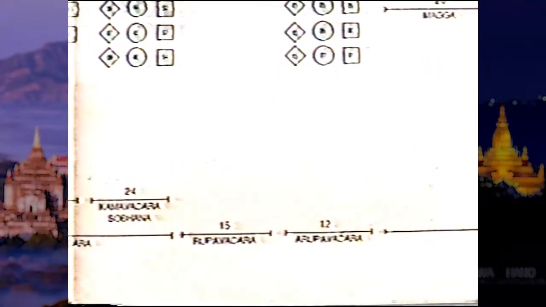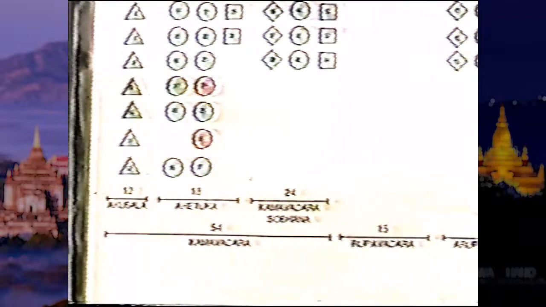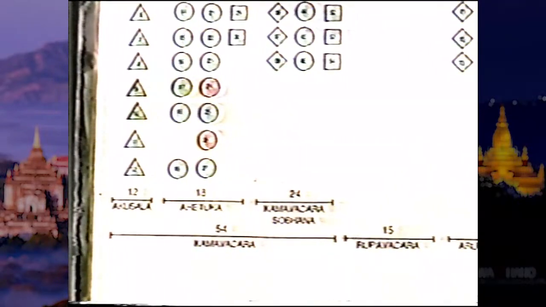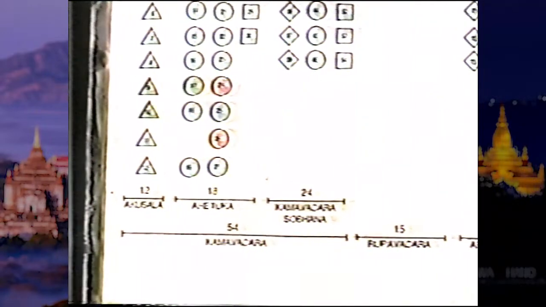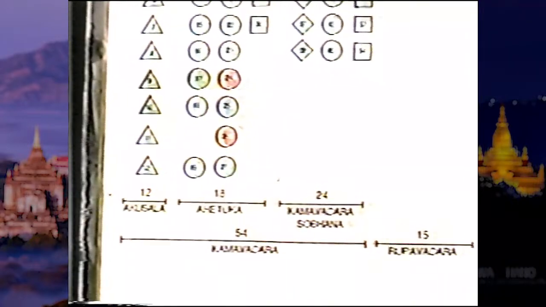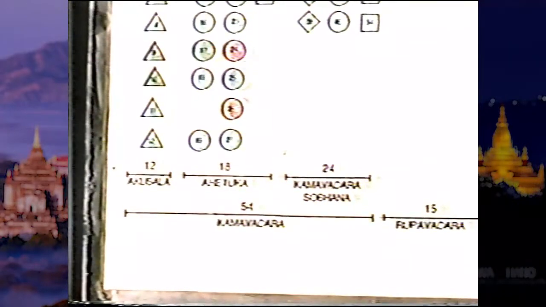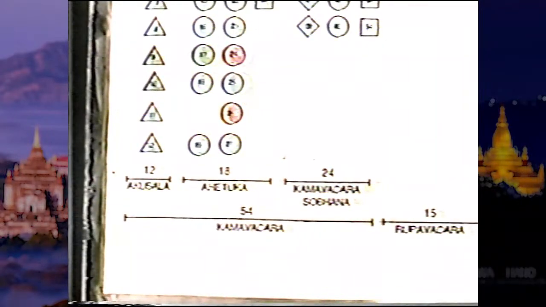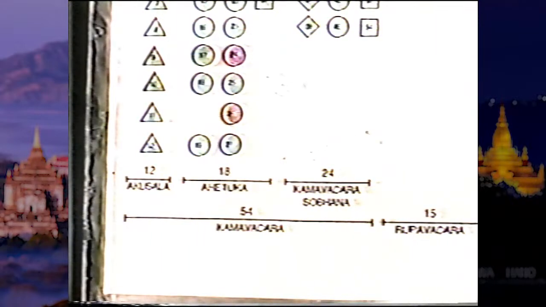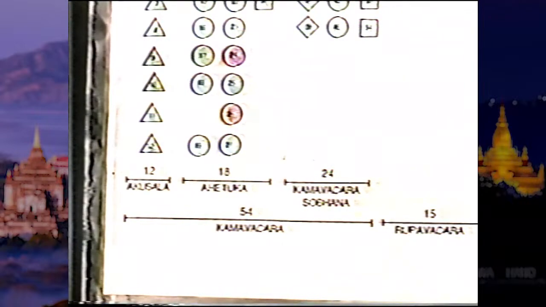Now, kama vachara cetas are subdivided into akusala cetas, ahetuka cetas, and kama vachara sobhana cetas. Akusala cetas. Akusala is translated as what? Unwholesome. So, unwholesome, unprofitable, unskillful, but I prefer unwholesome. So, unwholesome types of consciousness, or bad types of consciousness, akusala cetas.